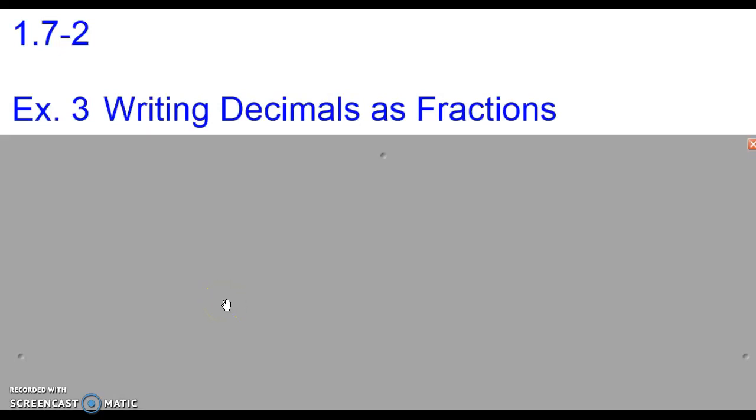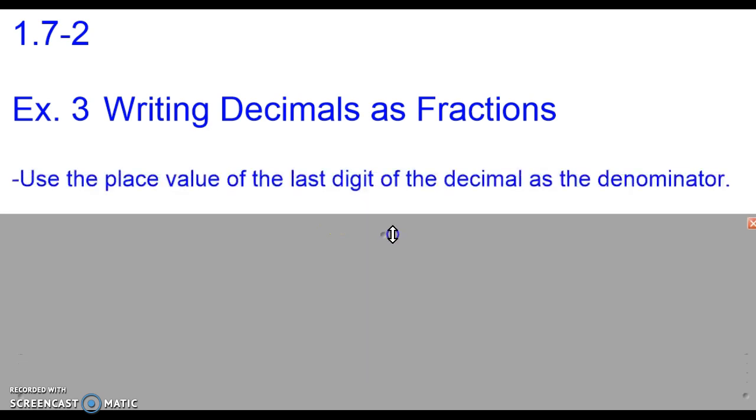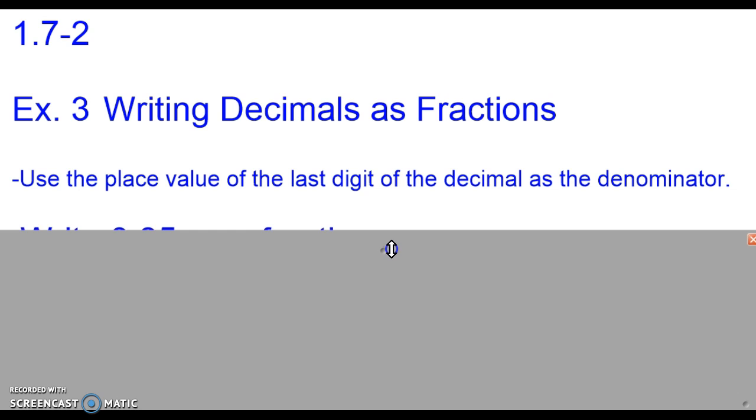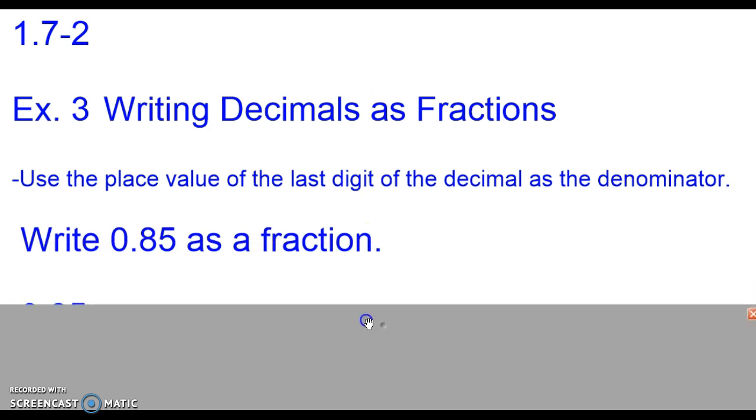This is the second part to lesson 1.7, and we are going to start with writing decimals as fractions. So yesterday we saw that you could write a fraction as a decimal, and today we're going to do the opposite. So we're going to see how fractions and decimals are equivalent. What you need to know in order to do this is the place value of the last digit of the decimal. So let's look at an example.